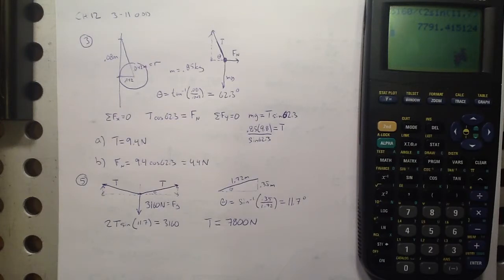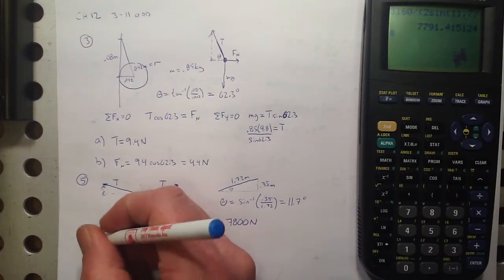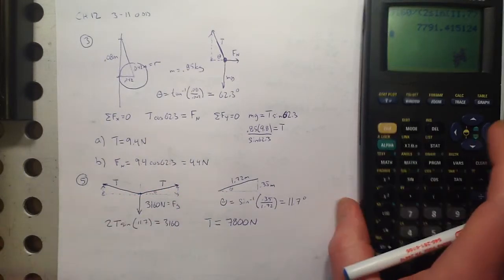And the book has 7,900 newtons, so I guess that's some difference in rounding. So I'll let you figure out what that is, but this is fine. All right, let's flip around here.